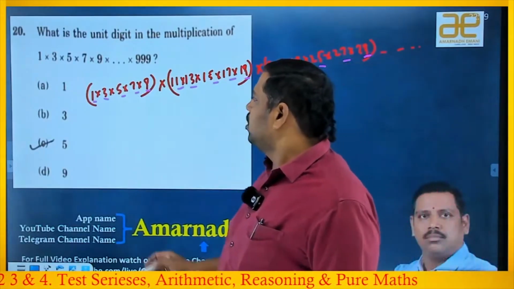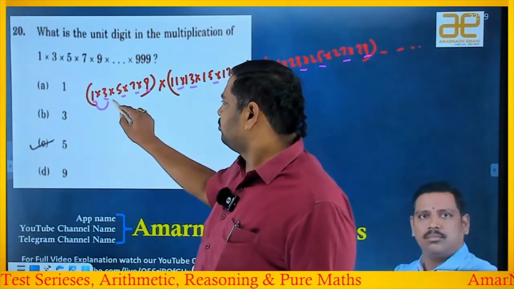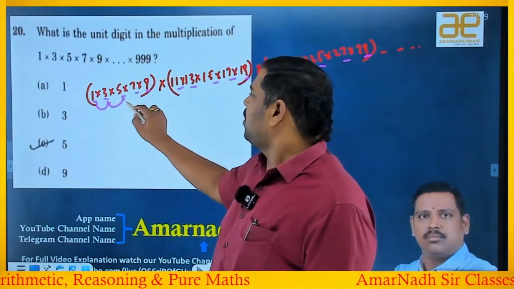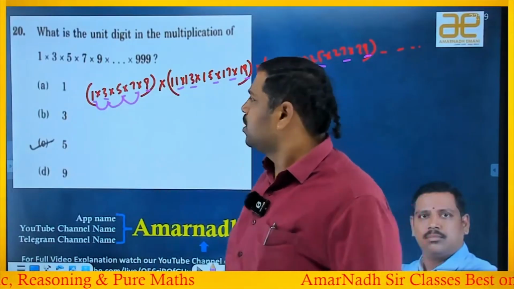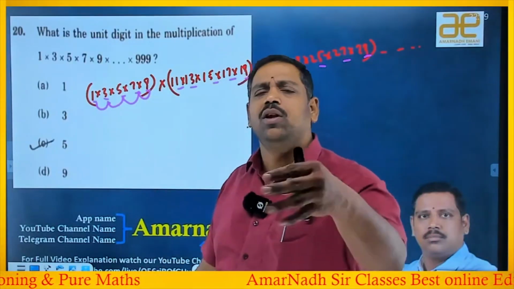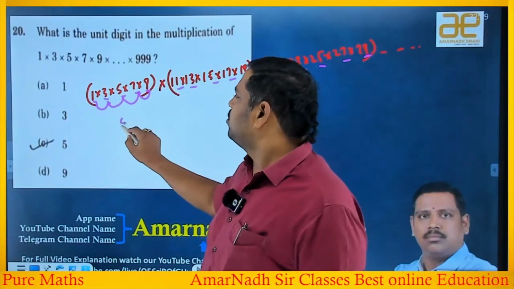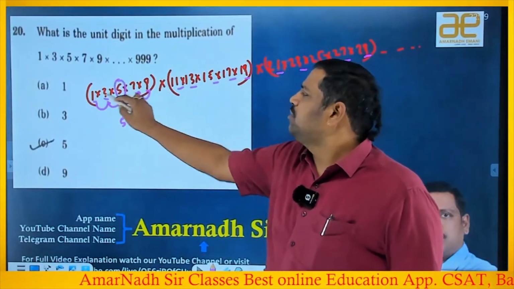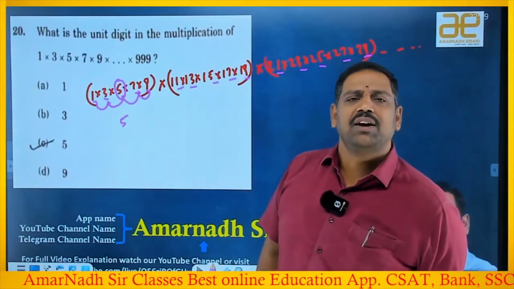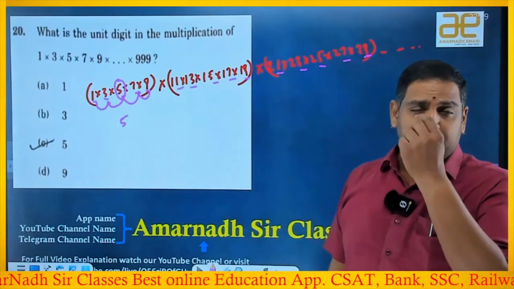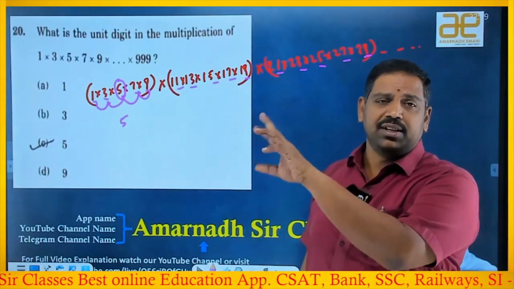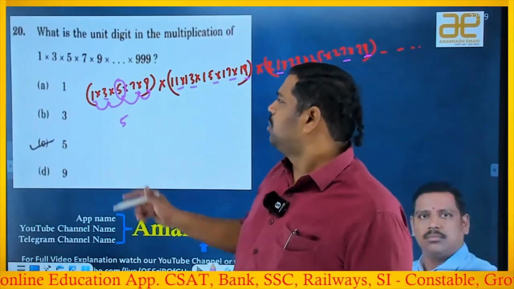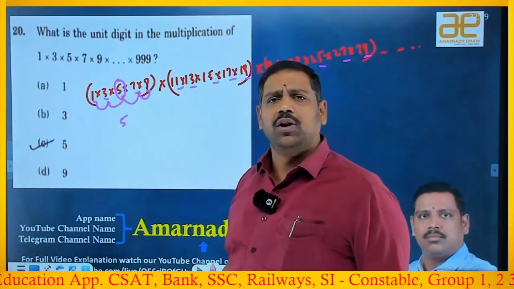Now 1 into 3 is 3. 3 into 5 is 15, so only 5 in the units place. 5 into 7 is 35, 5 only. 5 into 9 is 45, 5 only. So here the units place is 5. Actually, if you think in a proper way, if you multiply 5 with any number, the units digit is either 5 or 0. Because in the table of 5: 5, 10, 15, 20, 25, 30 and so on, the units places are either 5 or 0. You get 0 if you have an even number, but there is no even number here. So definitely it is 5 only.